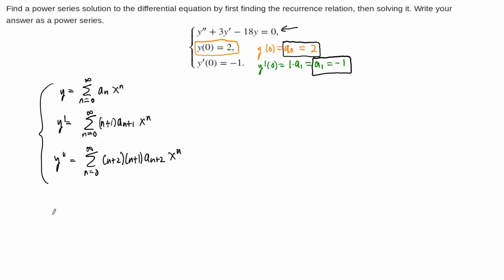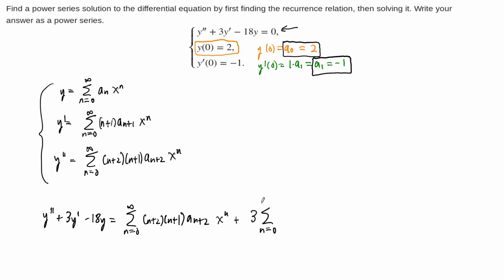All right, so I'll write it right here. y double prime plus 3y prime minus 18y. It's going to equal 0, but I want to plug in these formulas, right? So this becomes the sum, n goes from 0 to infinity, n plus 2 times n plus 1, a sub n plus 2, that's y double prime, x to the n. The next one is 3 times the sum, n goes from 0 to infinity, n plus 1, a sub n plus 1, x to the n. And then finally, we're going to subtract 18 times the power series for y. So this is n goes from 0 to infinity, just plain a sub n, x to the power n. This whole sum equals 0.